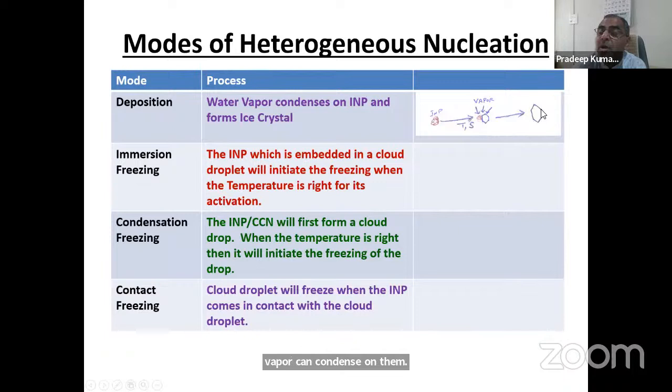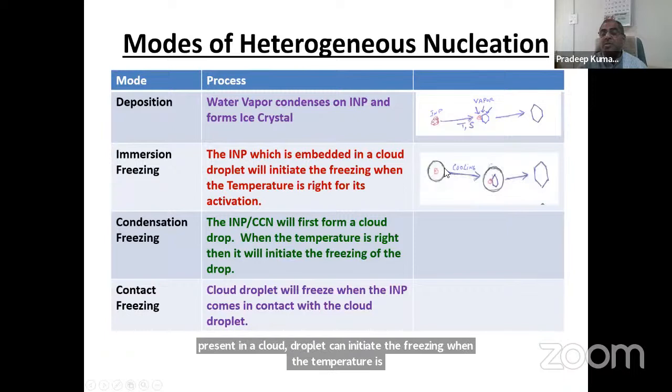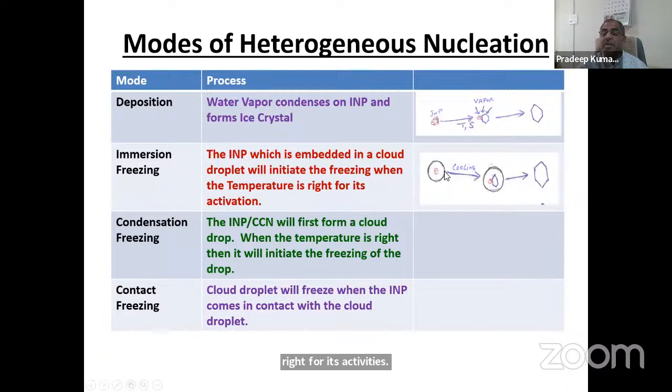Then the next is immersion freezing, where the ice nucleating particle, which is already present in a cloud droplet, can initiate freezing when the temperature is right for its activation. So there is already an ice nucleating particle inside the droplet, and when sufficient cooling has happened, it can start forming the crystal from inside, and finally an ice crystal is formed.